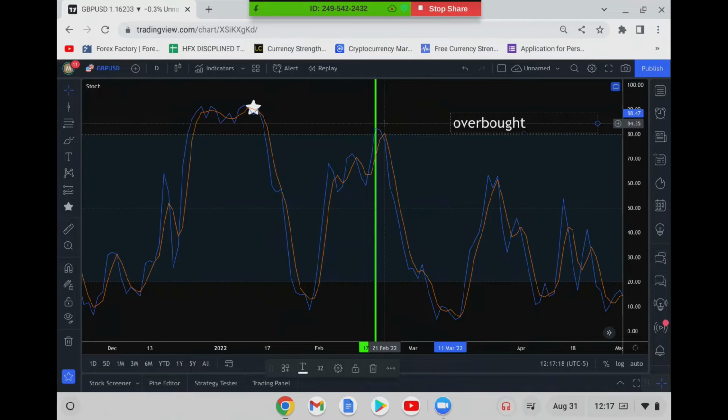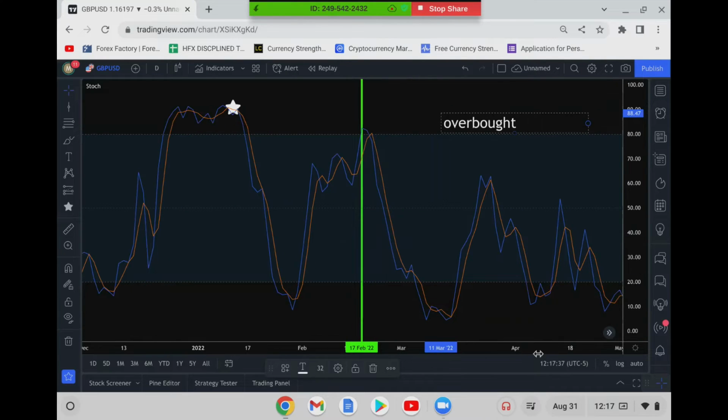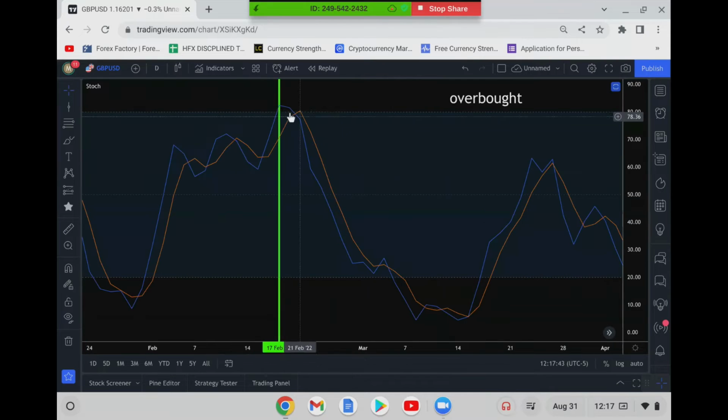We had price in our overbought region. So once we get price to come into this overbought region, the next thing we're going to look for is for price to then cross back below our overbought region. So again, we're looking at price, which means we are looking at the blue line. This is the point where price crossed above our overbought region, and this is the point where price crossed below our overbought region.